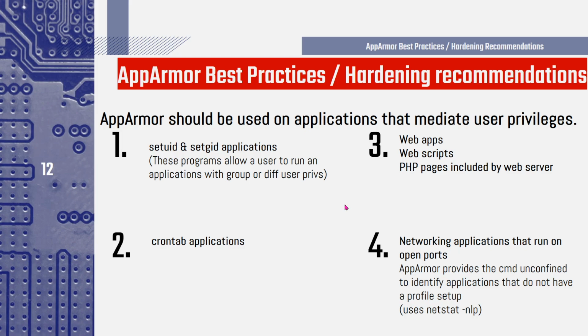Crontab applications are good for AppArmor, web apps, web scripts, PHP pages included by the web server, network applications that run on an open port. And AppArmor provides a command called unconfined, and this is used to identify applications that do not have a profile that are running on an open port.